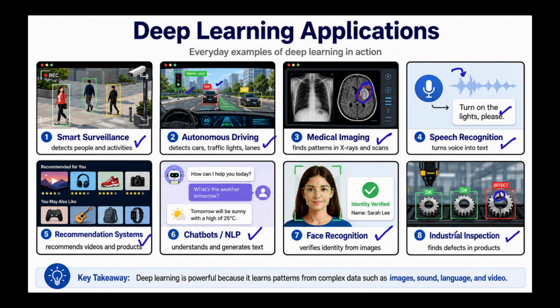So when we say deep learning is powerful, this is the reason. It can learn from images, audio, video, and text. These types of data are very difficult to handle using manually written rules.